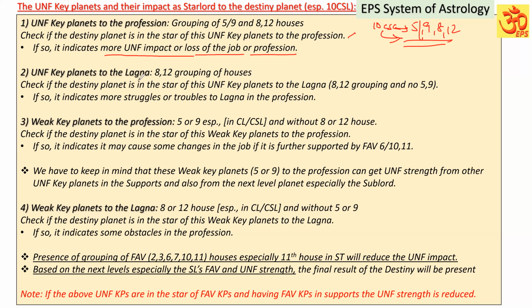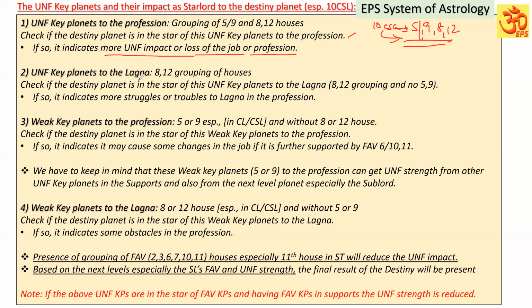No 5 and 9. Check if the destiny planet is in the star of these unfavorable key planets to the lagna, the 8th house and 12th house grouping, but no 5 and 9. It indicates more struggles or troubles to the lagna in the profession. It means the 10th cuspal sublord is in the star of a planet signifying 8 and 12, no 5 and 9.